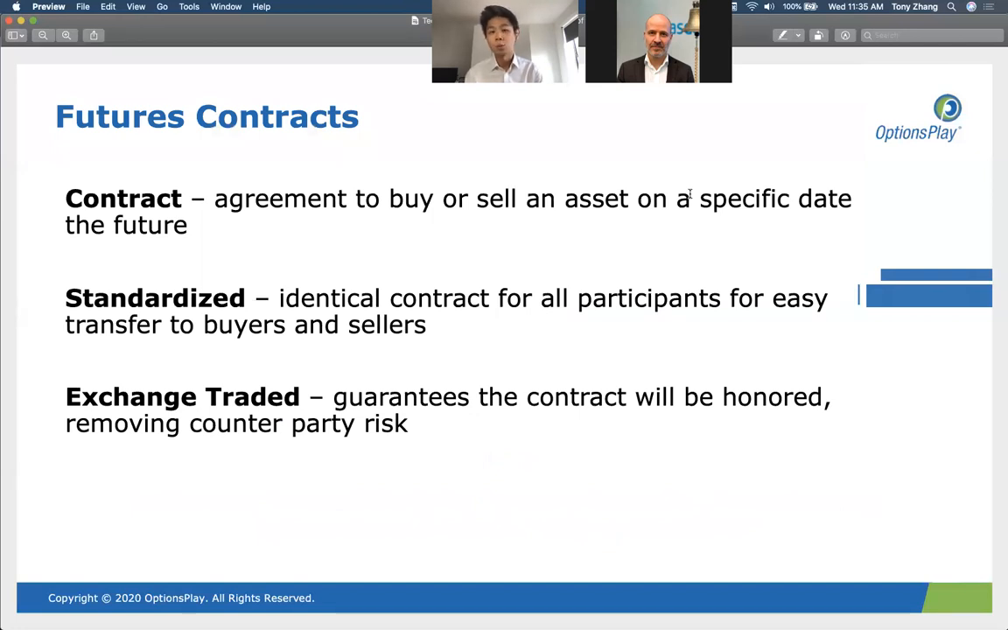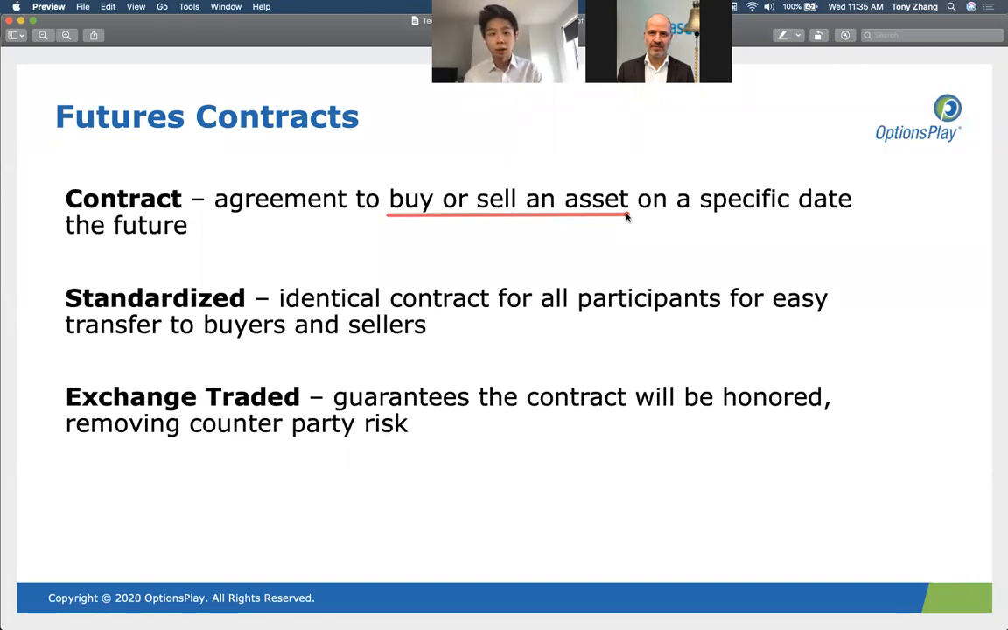So first of all, let's cover what a futures contract is. Before you can trade them, we must understand what we're actually trading. So just like an option contract, a futures contract is a contract between two parties. And the contract states it's really an agreement to either buy or sell a specific asset on a specific date in the future. So for option contracts, you're buying or selling a specific asset at a specific price in the future.